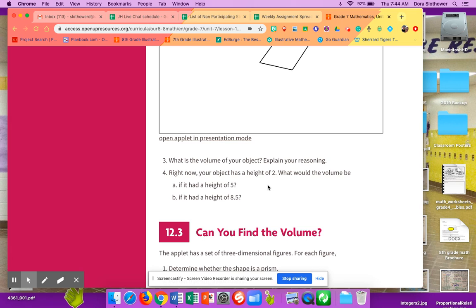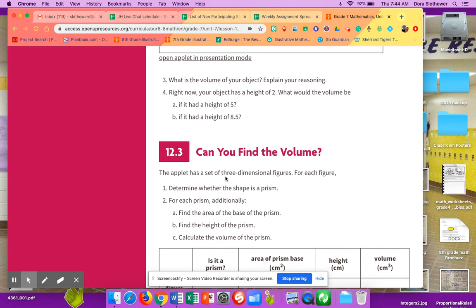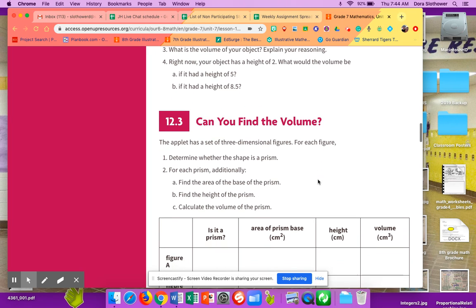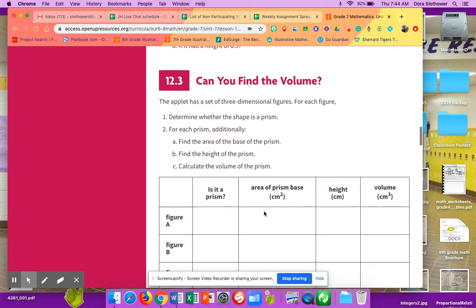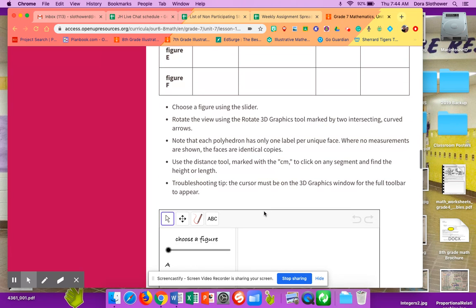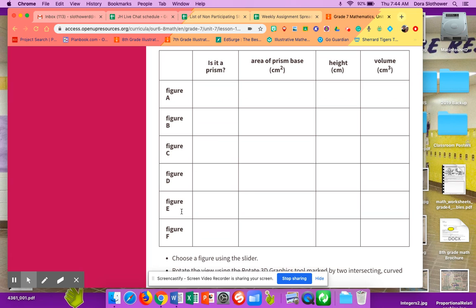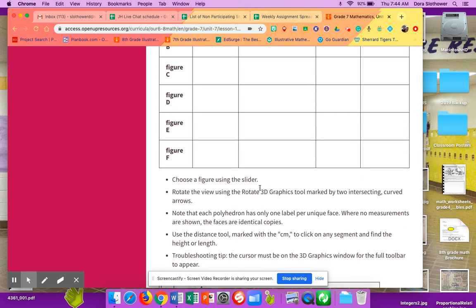All right. So 12.3, can you find the volume? Your teacher will give you a set of three-dimensional figures. So the applet has a set of three-dimensional figures. For each figure, determine whether the shape is a prism. For each prism, find the area of the base, find the height, and calculate the volume. So you've got figure A, B, C, D, and so on. And this is all what you're filling out. So make sure you fill it out as we go.